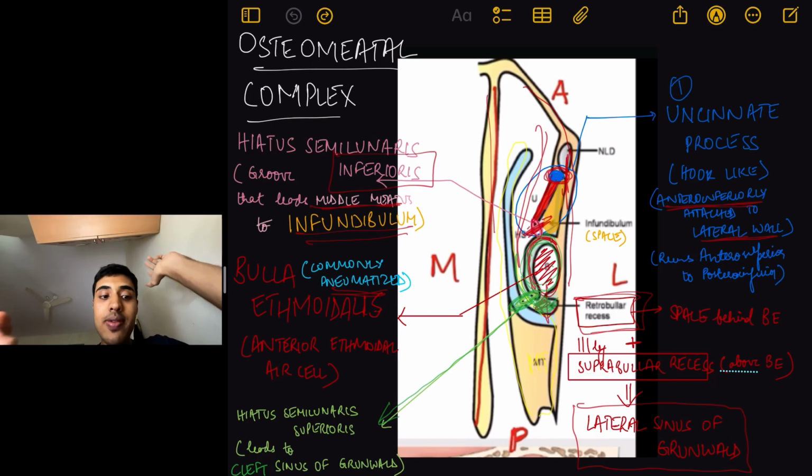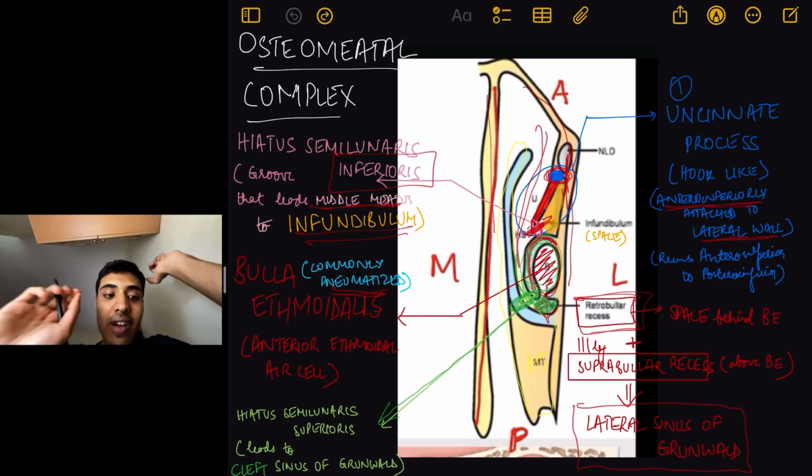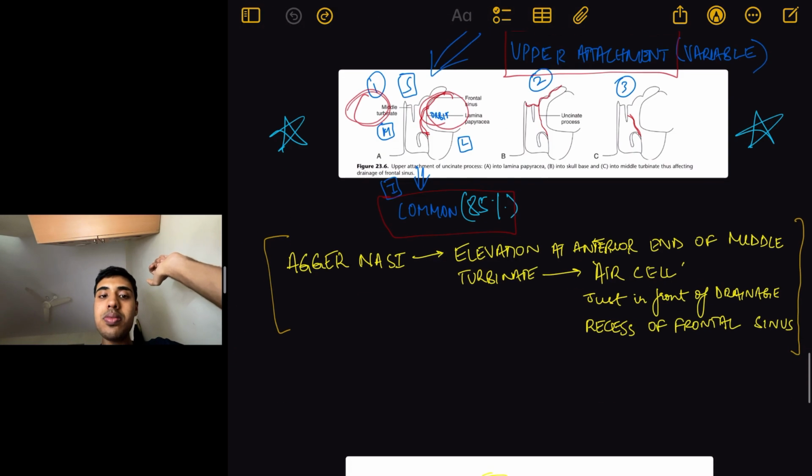Remember the attachments of the uncinate process. It runs antero-superiorly to posterior-inferiorly, but it has three attachments: antero-inferiorly to the lateral wall, posterior-inferiorly to the inferior turbinate, and superiorly, in 85% of cases, to the lamina papyracea, and otherwise to the base of the skull or to the middle turbinate.